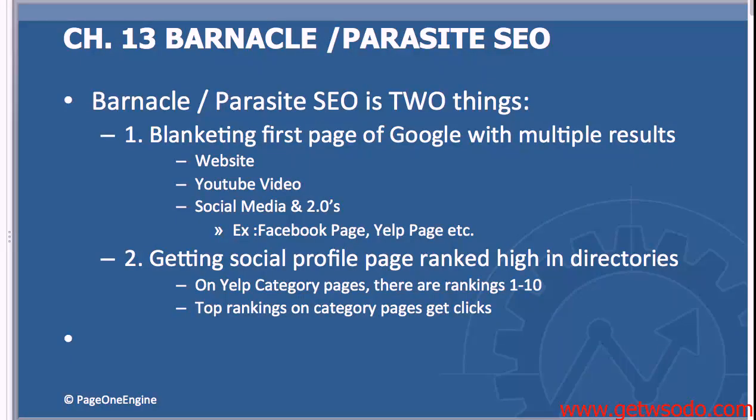Okay, so the other part of Barnacle and Parasite SEO is actually really interesting. It's where you get that actual social profile page ranked high on that Web 2.0 directory. So it's kind of complicated, but let me break this down. So let's say on yelp.com, it has a category page that says plumbers in Newport Beach. And then below that, it's going to list the top 10 plumbers it thinks are in Newport Beach. So what Barnacle SEO is getting ranked at the top of that list inside of Yelp, because if you can be the 1, 2, or 3 spots, you have more of a likely chance for someone to click on those listings rather than the ones below. So let me go ahead and show you an example of this.